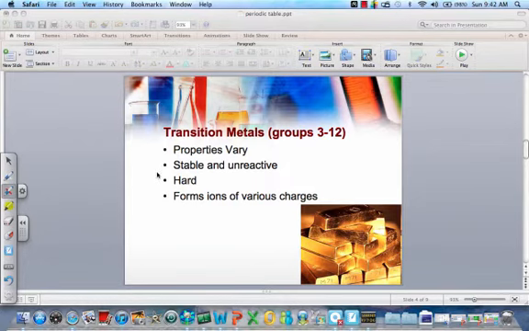They're stable and unreactive for the most part. They're hard metals, and then they will form ions of various charges. And a lot of them will form more than one charge. Because of opening that d orbital up, the electron configurations get a little bit funky in there. So they can form ions of different charges. So copper can form a +1 charge. It can also form a +2 charge.